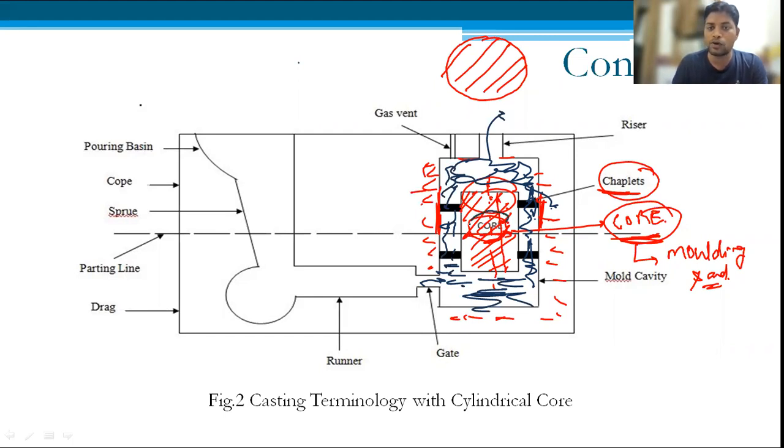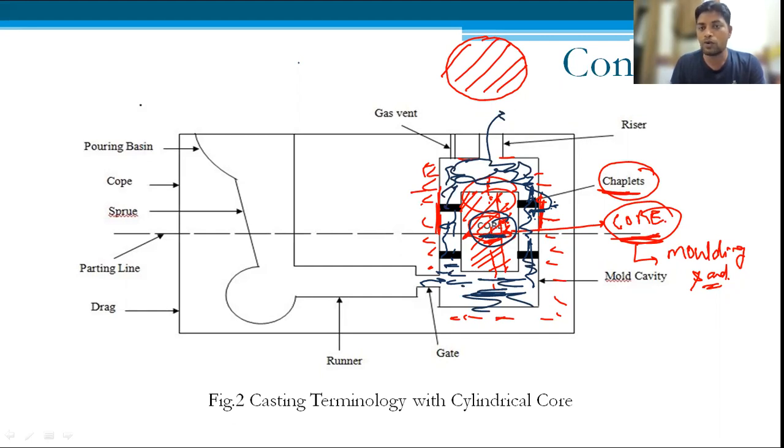Let's say we have filled this one. The first question is how we will bring this core out, because we just use this core to create a hollow cavity. And the second question is how these chaplets will be removed, whether there is a possibility of removal of these chaplets or not.